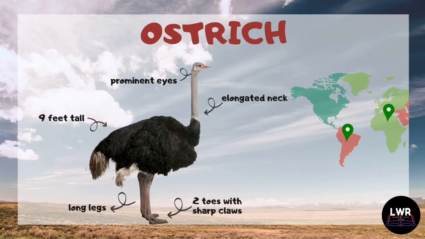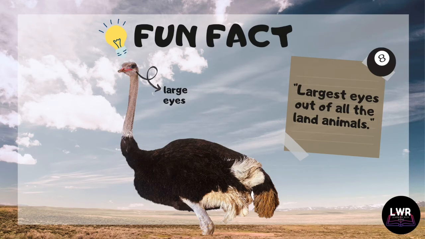Instead of flying, ostriches are built for running, and they can cover up to 43 miles per hour. They can also grow up to 9 feet tall. Did you know that ostriches have the largest eyes out of all the land animals? An eye of an ostrich measures 2 inches across, which is about the size of a billiard ball.